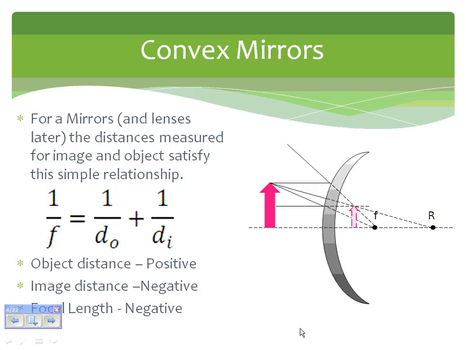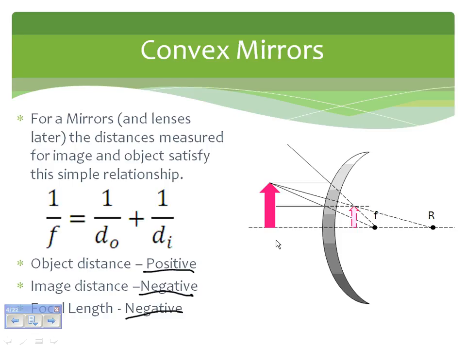Okay, just reviewing the mirror lens equation: 1 over f is equal to 1 over do plus 1 over di. Object distance is always positive, image distance will always be negative, and focal length will always be negative for this situation. So what I want you to do on that side of the worksheet that has this convex mirror, it's also known as a diverging mirror.